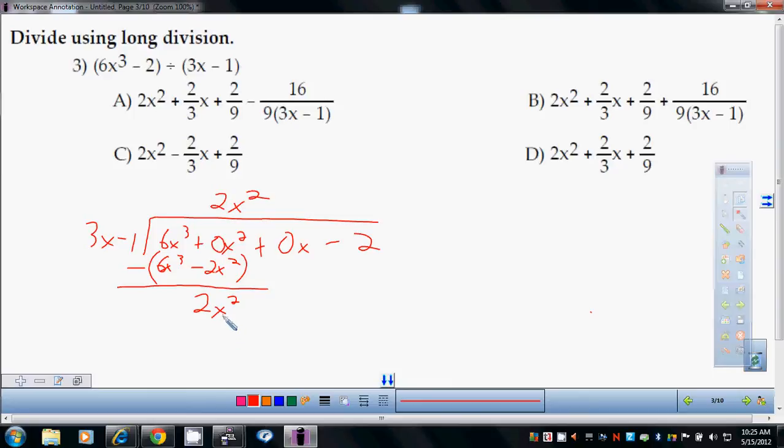What's 2 divided by 3? 2/3. What's x squared divided by x? x. Probably the easiest way to do that. 2x squared divided by 3x is 2/3 x. Multiply it back through. 2/3 x times -1 is negative 2/3 x.